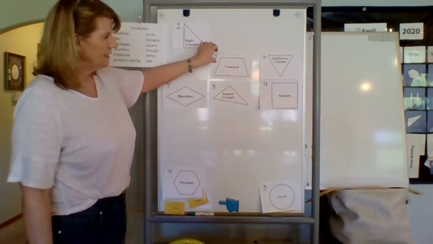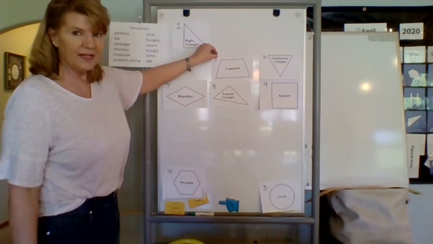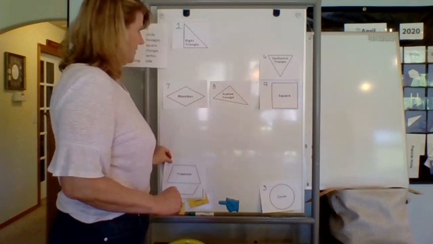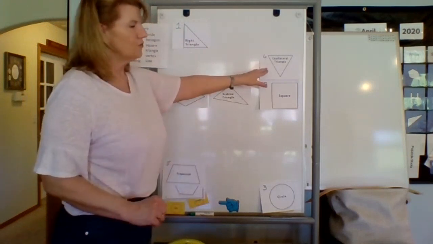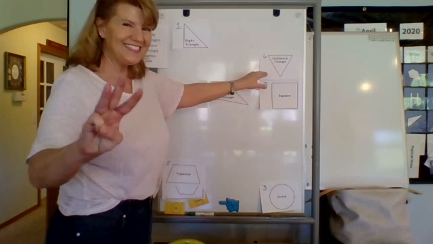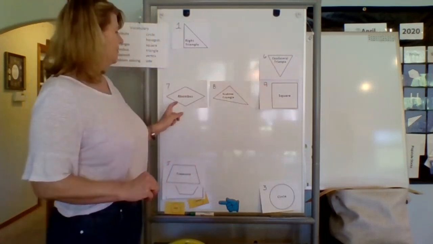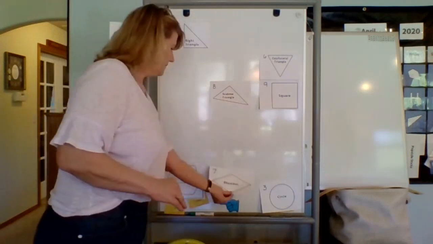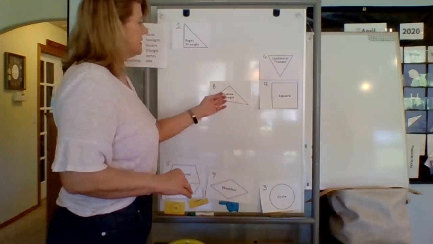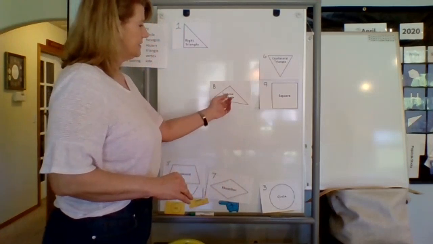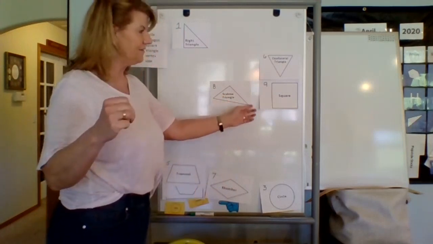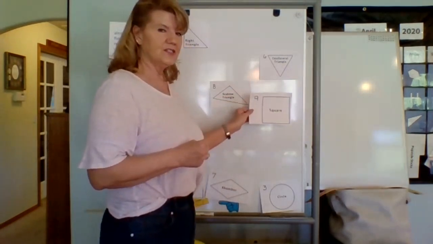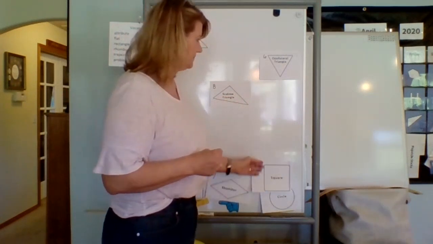A trapezoid. How many sides does a trapezoid have? A trapezoid has 4 sides. The equilateral triangle has 3 sides. Good job. The rhombus has 4 sides. The scalene triangle has 3 sides. We're going to leave that. Do not cross number 8 off. And finally, a square has 4 sides.